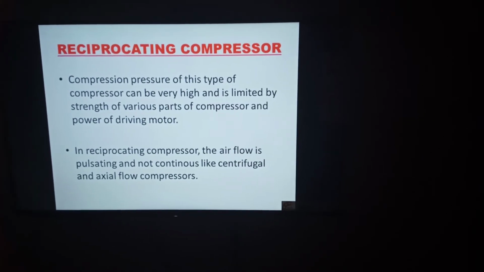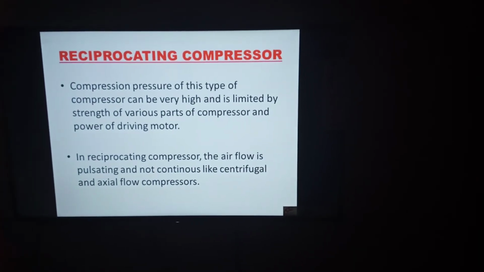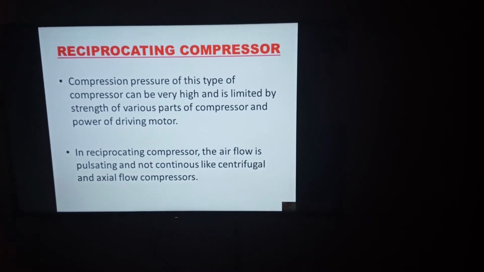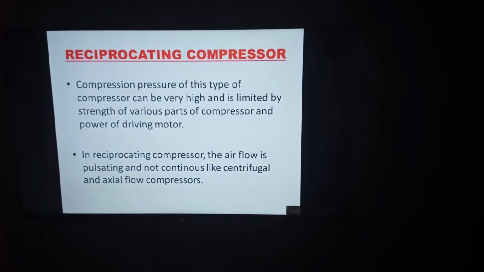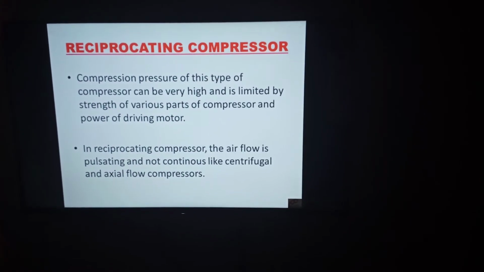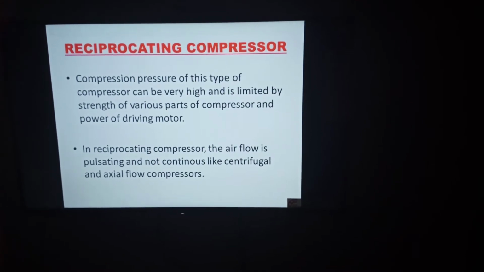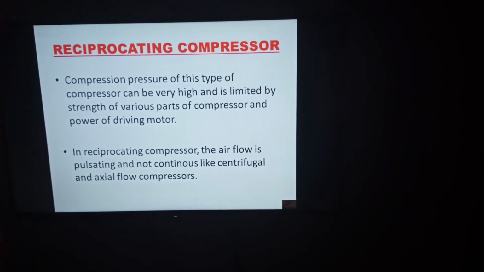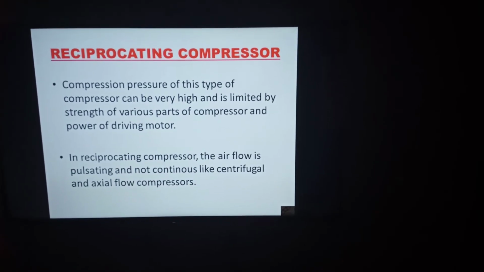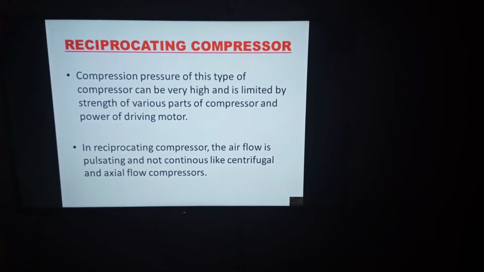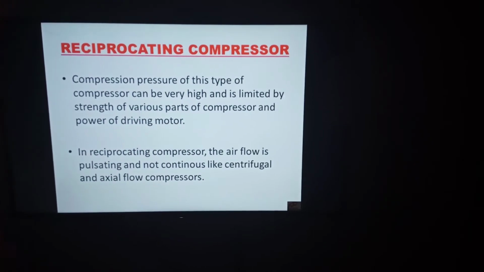Now, in short, the main difference between a reciprocating air compressor and a rotary compressor is that the pressure produced in a reciprocating air compressor is more as compared to a rotary compressor. And moreover, the output from the reciprocating air compressor is pulsating. It is not continuous, whereas in centrifugal and axial flow compressors we are getting a continuous supply.